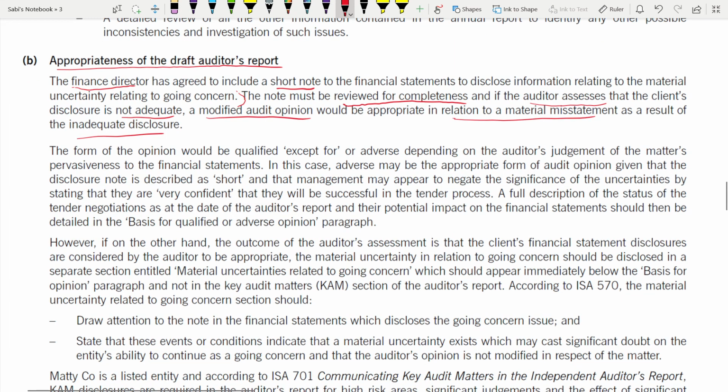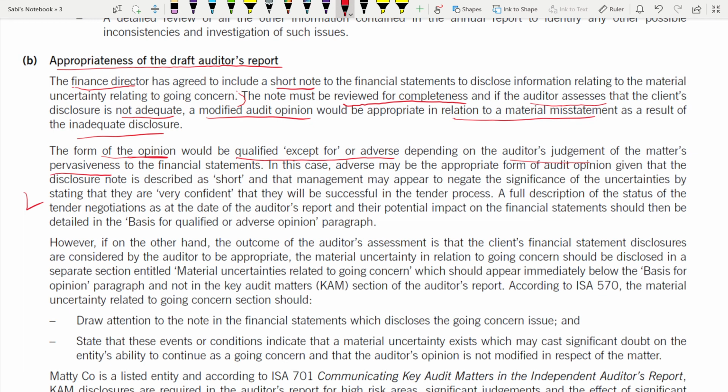Now, the form of the opinion. We're talking about the form of the opinion in this case. The second paragraph talks about the form of the opinion. So the form of the opinion would be qualified, except for, or adverse. It could be either qualified except for or an adverse opinion, one of these. This depends again on the auditor's judgment of the matter's pervasiveness to the financial statements, whether it is pervasive or not. Based on that only you can say whether it is qualified except for or adverse opinion. But it should not be unmodified.